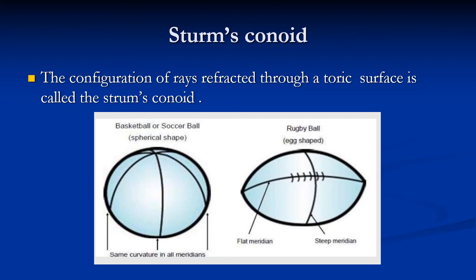So in the first picture you can see a basketball or a soccer ball. It has a spherical shape, the same curvature in all meridians. But a rugby ball is egg-shaped. There is a flat meridian and a steep meridian. So if light falls on such a surface, some rays will be focused earlier than other rays. So this is a toric surface or astigmatic surface. This will be important from the point of view of understanding astigmatism.